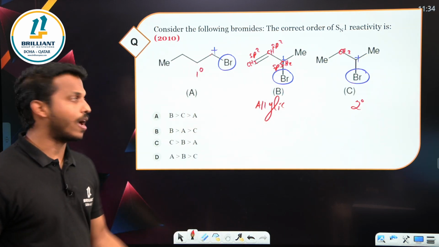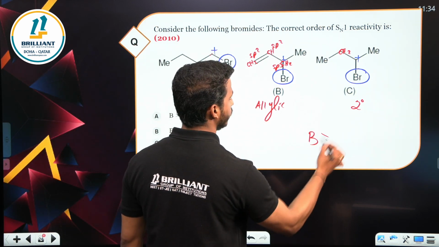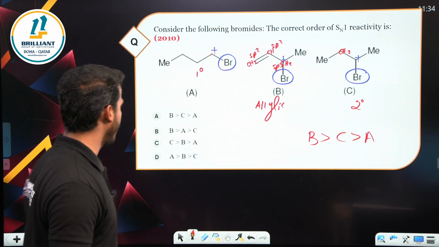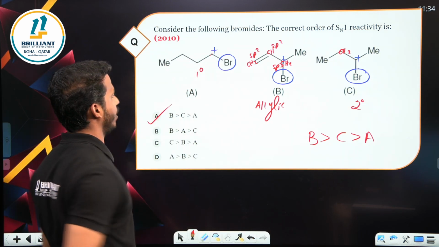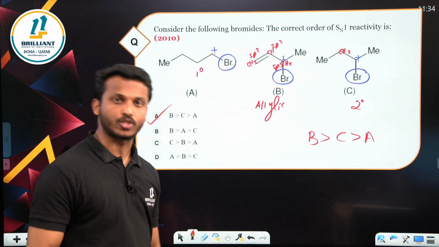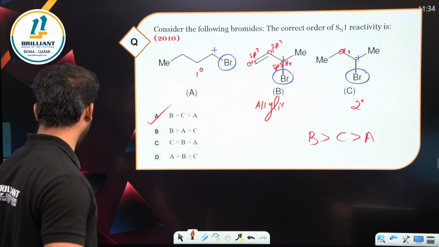Which is the most stable carbocation? Allylic is more stable. Then which one? Secondary, and least is primary. BCA is the correct answer. That is option A. Why is allylic more stable here? It can make resonance, right? Resonance stabilization, then secondary, then primary. BCA is the correct answer.